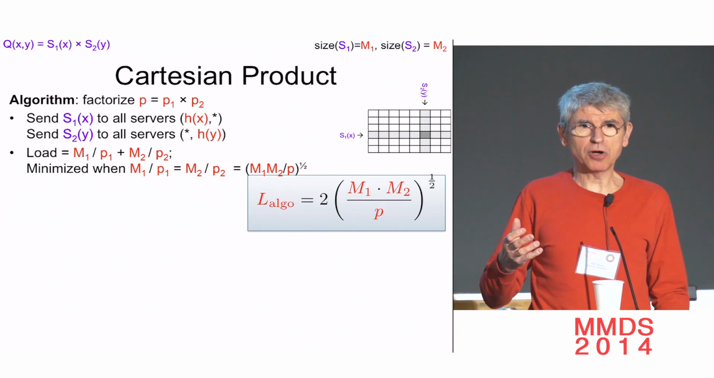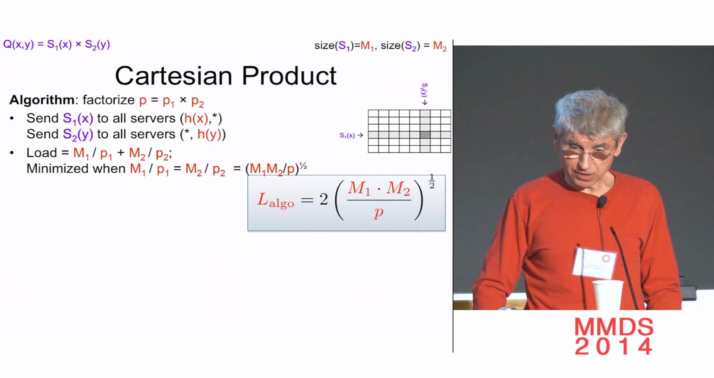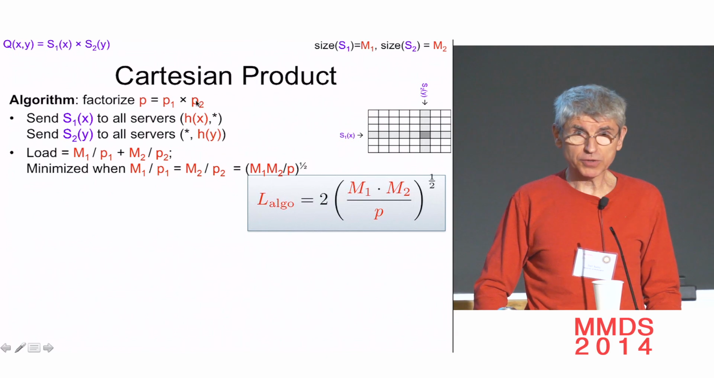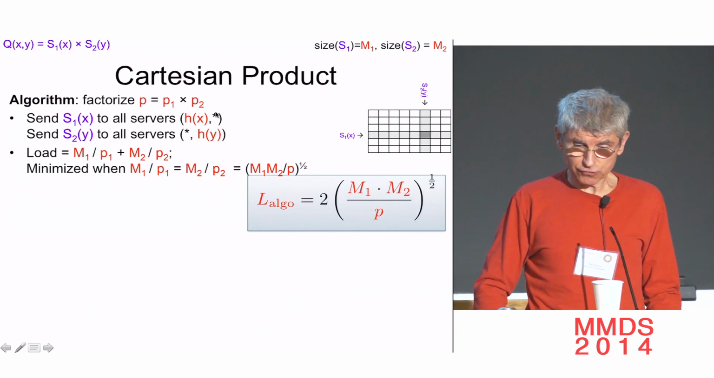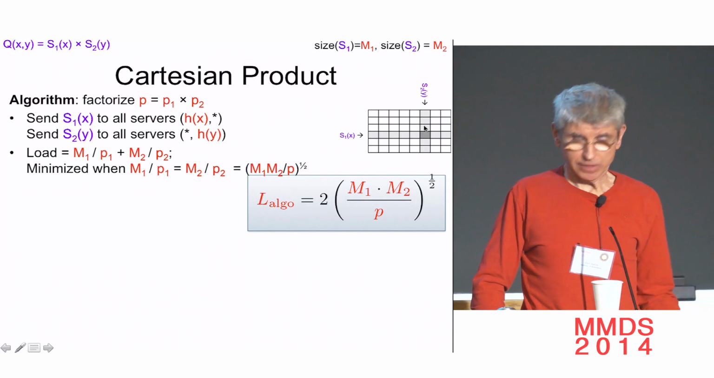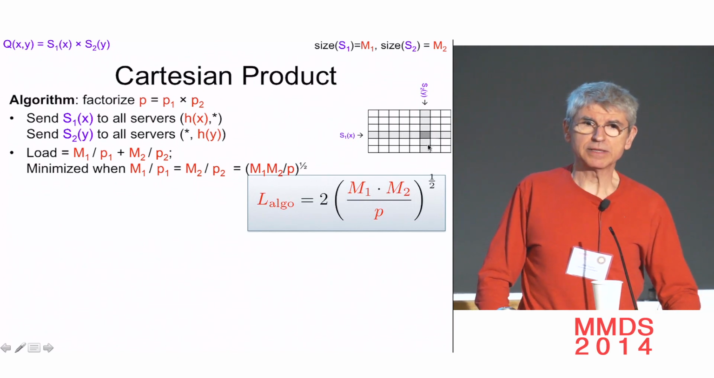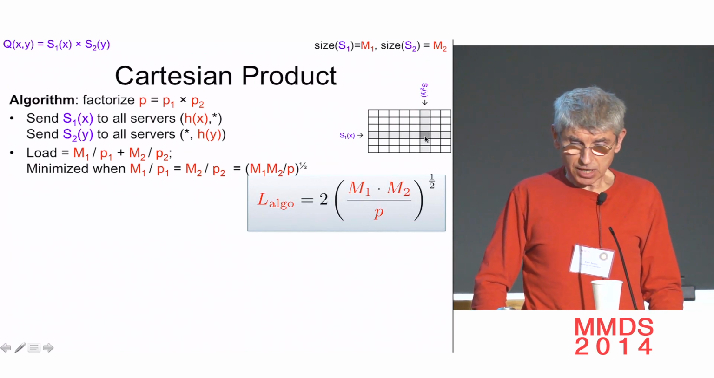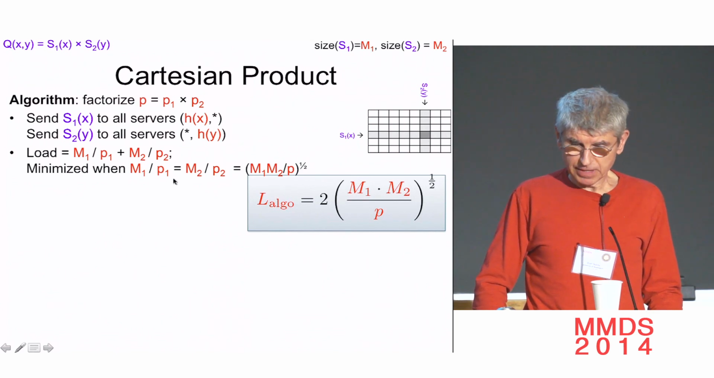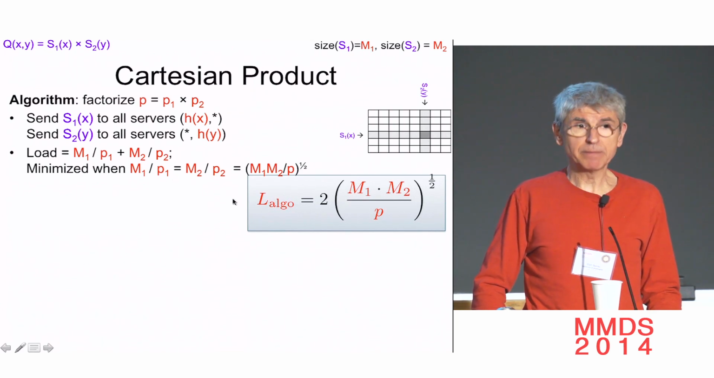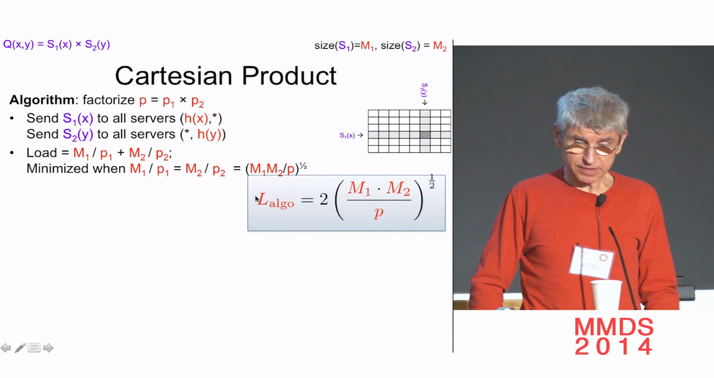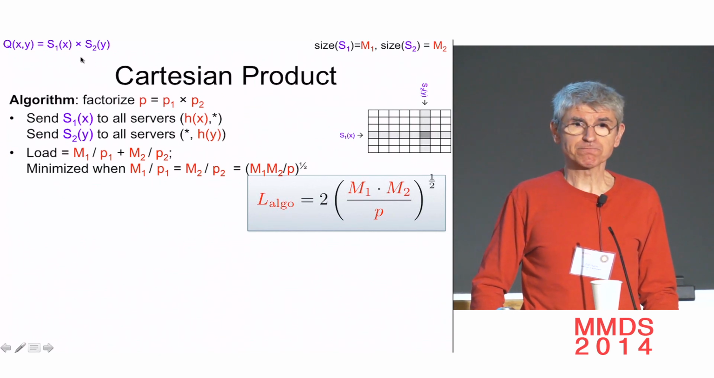Now, in the MPC model, it's easy to program in the right way because we know what we have to do. We have to decompose P into a product of two numbers, and then we distribute S1 to the first dimension and S2 to the second dimension, and then we just compute the Cartesian product locally. The question is, how do we choose these two dimensions? It's easy to see that we need to choose them proportionally to the sizes of S1 and S2.